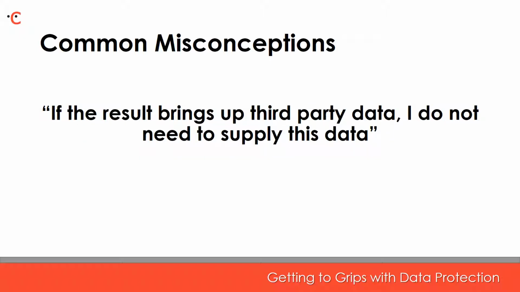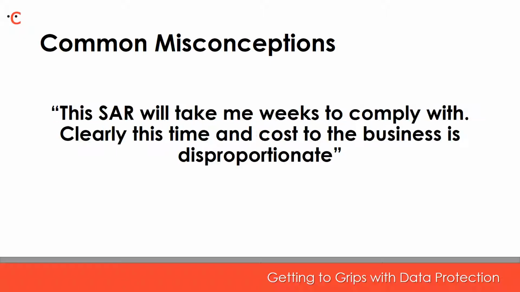Fourth: if the result brings up third-party data, I do not need to supply this data. As Louise has already set out today, if third-party information is within the results, consideration still needs to be made to the balancing exercise to see if the data can still be disclosed. Even if this exercise suggests that it cannot, consideration then needs to be made on whether the data could be supplied by redacting the third-party information. Practically, as we mentioned, when considering redaction, consider how this would look to an individual when deciding the level of redaction that you're going to carry out.